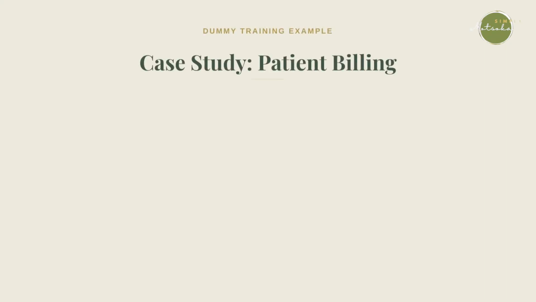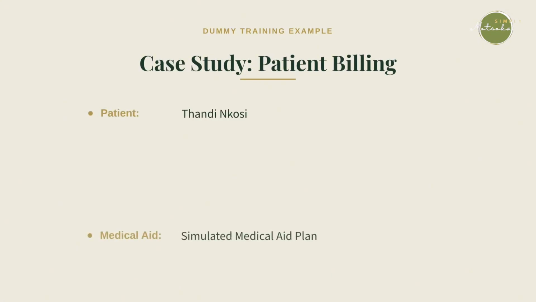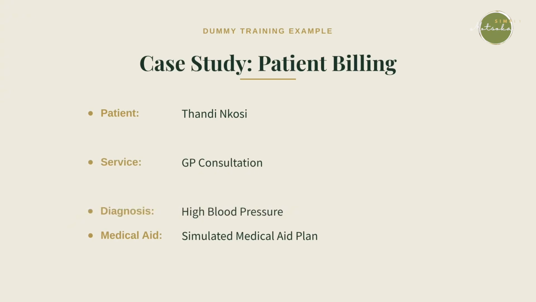Let us look at a simple example. Thandi Nkosi visits Dr. Mthembu because she is feeling unwell. The doctor examines her and records that she has high blood pressure. The doctor has now provided a medical service. For this example, the consultation costs 850 Rand. The medical biller collects the required information. This information includes Thandi's personal details, her medical aid details, the date of the consultation, the diagnosis, and the service provided. The biller then creates an invoice for 850 Rand.